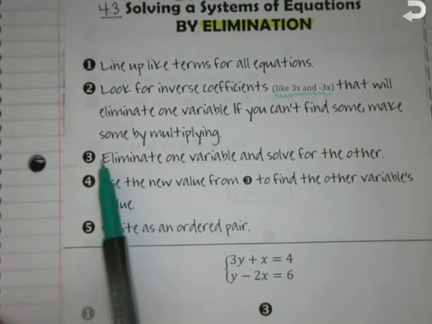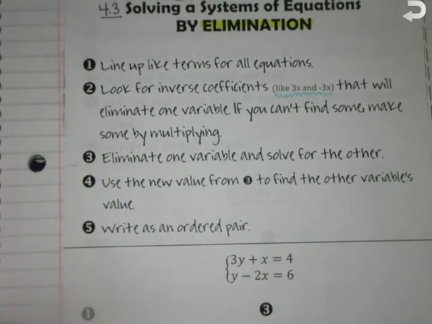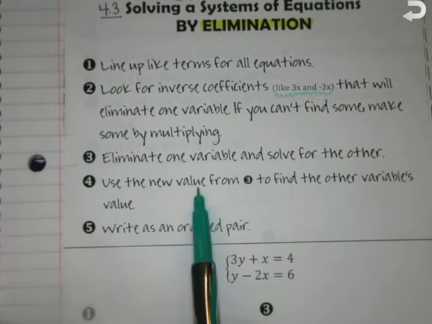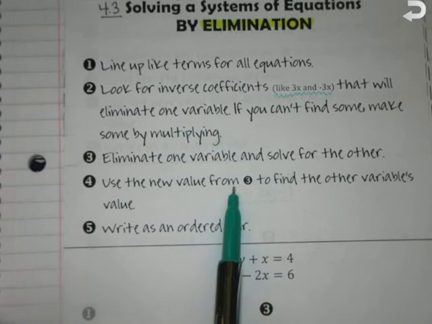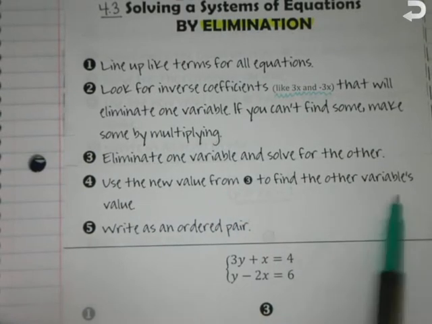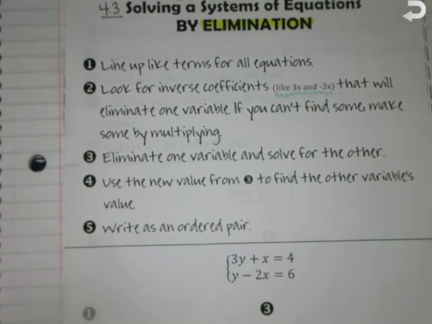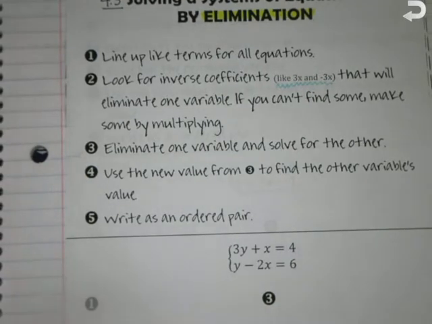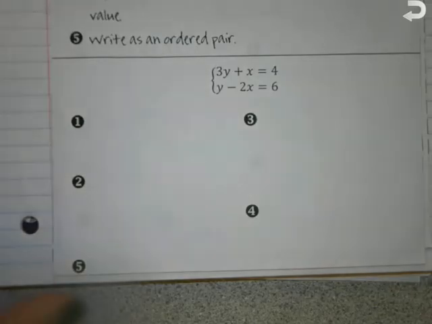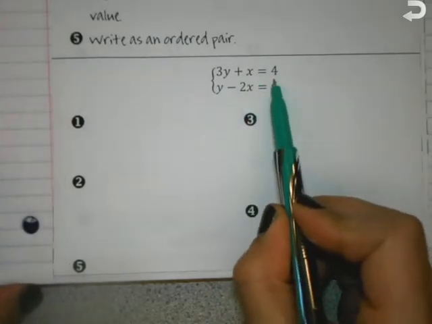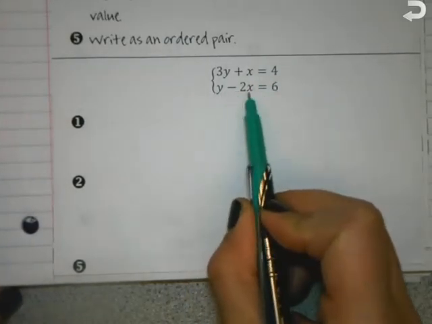Then you will eliminate one variable, and solve, and you will use the new value from part 3 to find the other variable, the one that we eliminated. And then you write it as an ordered pair, okay? It's not as complicated as it sounds in words. The example is actually very, very quick. So let's look at our example. 3y plus x equals 4, and y minus 2x equals 6.